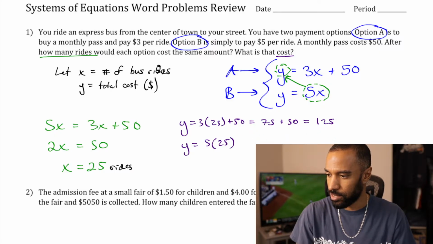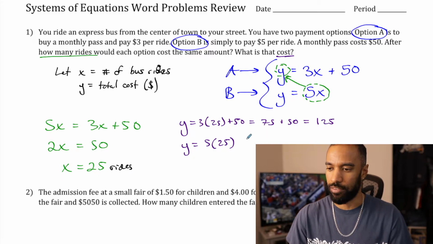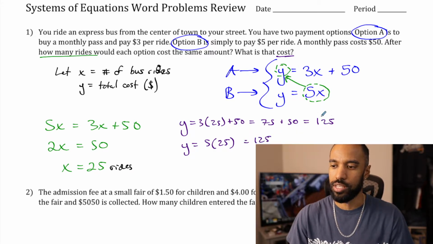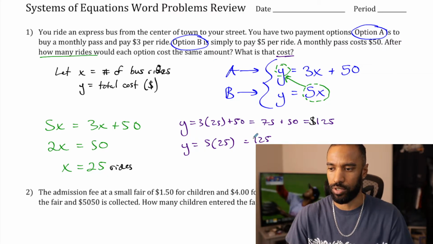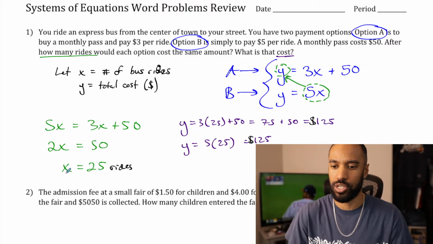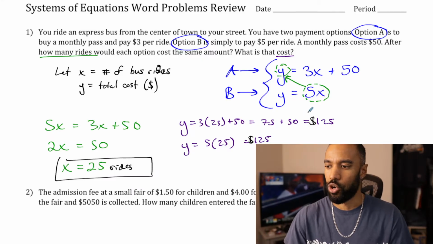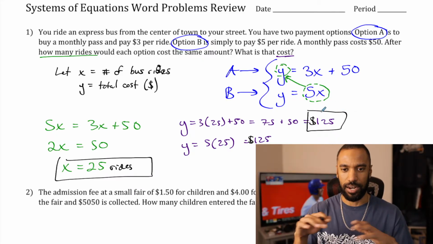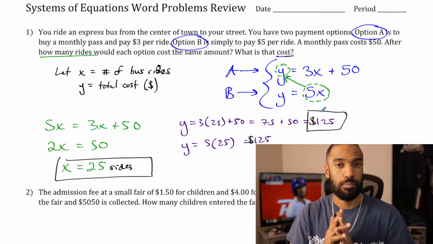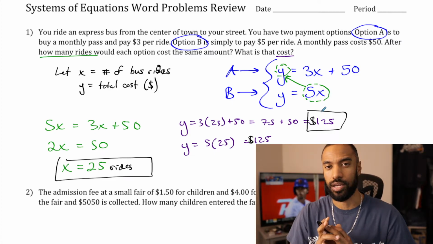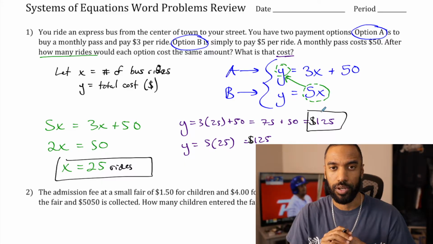I got to decline. 5 times 25, which is 125 as well. So you can see you get the same answer regardless. That's the point, right? That's important. As far as answering that question here, normally you would write this as a full sentence. I'm kind of just going through, but I'll say it out loud. After 25 rides, both options would cost $125 each. It would cost the same amount.